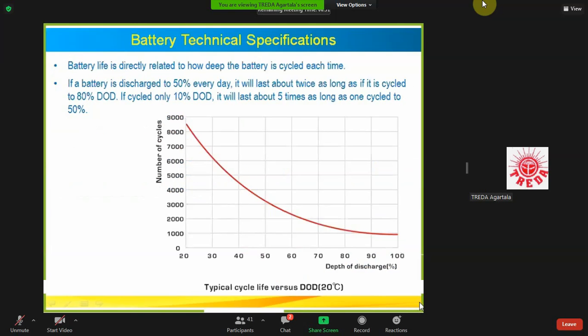In this chart you see that when the depth of discharge is 100, the cycle life is very low, nearly 1000, and if the depth of discharge is 20, it is nearly 9000 life cycles. So it has increased.